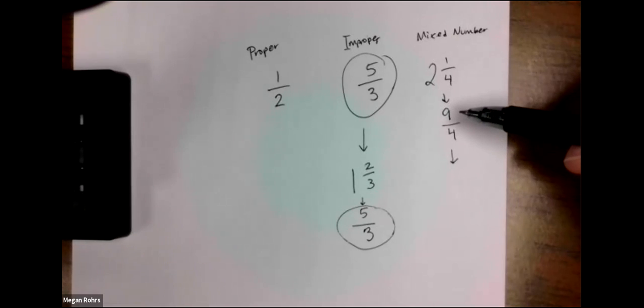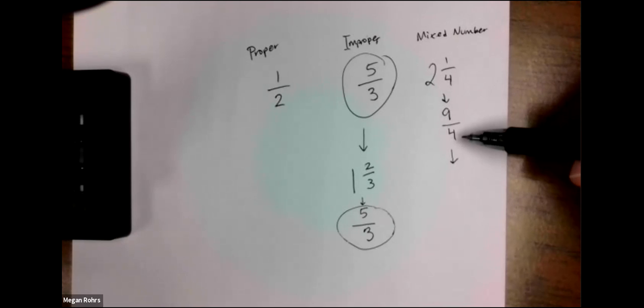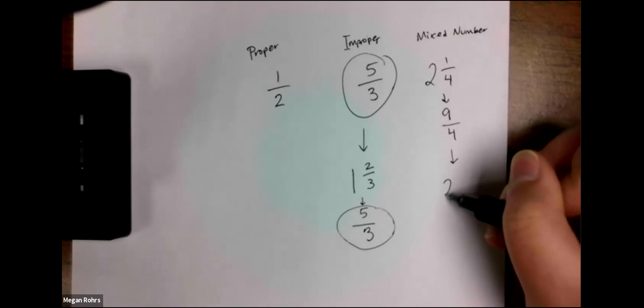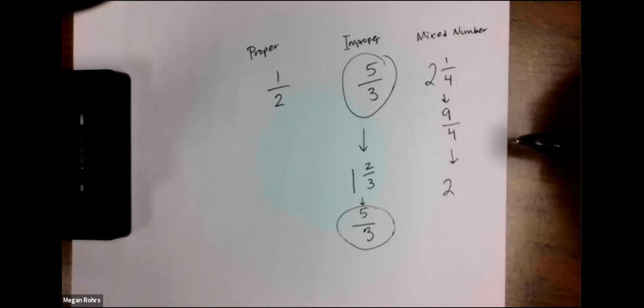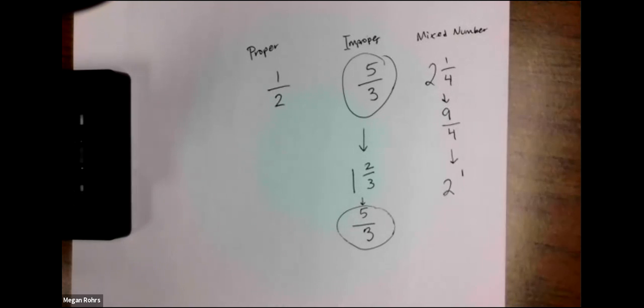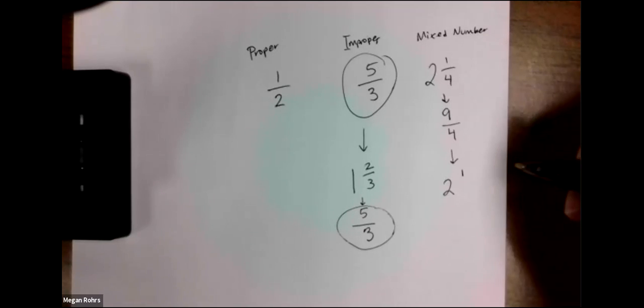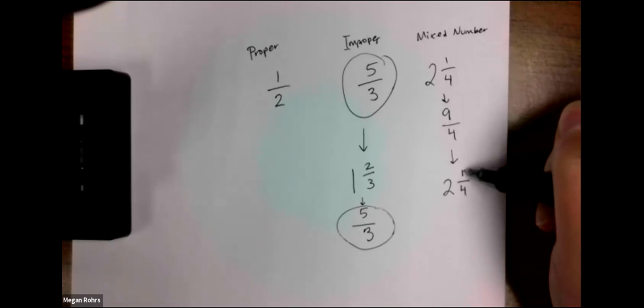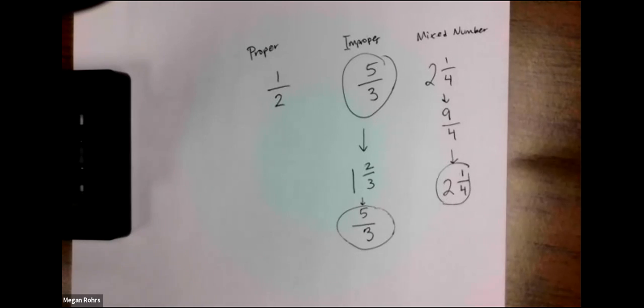Now to practice going back the other way, turning this back into a mixed number. Going from an improper to a mixed, we always want to take our numerator divided by our denominator. So 4 will go into 9 a total of 2 times. We know that 2 times 4 is 8. So 9 minus 8 would be 1, so that would be our remainder. And then we keep the same denominator. So 2 and 1/4 once again.